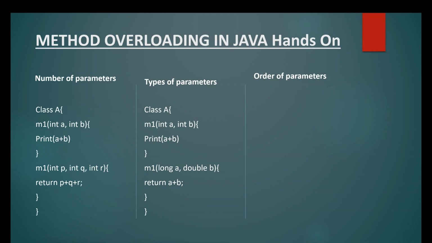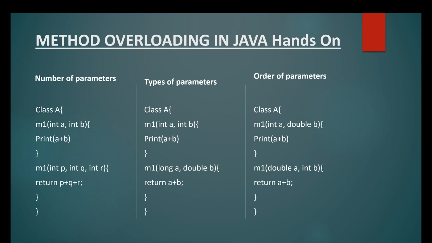Now let us move to the order of parameter. So let us say here also you have a class A and method m1. You have int a and double b as method arguments. Now the purpose of this method is to print a plus b. Now how can order of parameter be different? Let us say you are overloading this method m1 again in the class, and you are just reversing the order of the method arguments. Okay, and the purpose of this overloaded method is to return a plus b. Okay, so in this way you can achieve method overloading by following the rules.